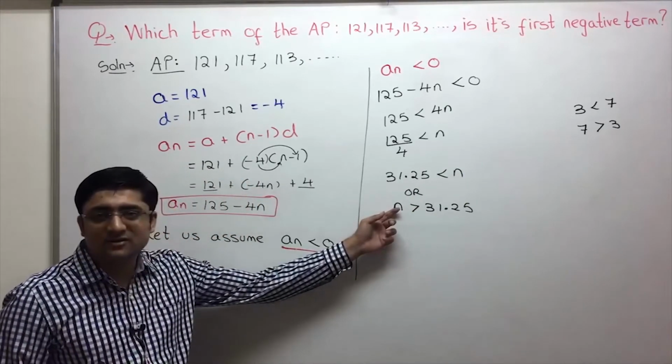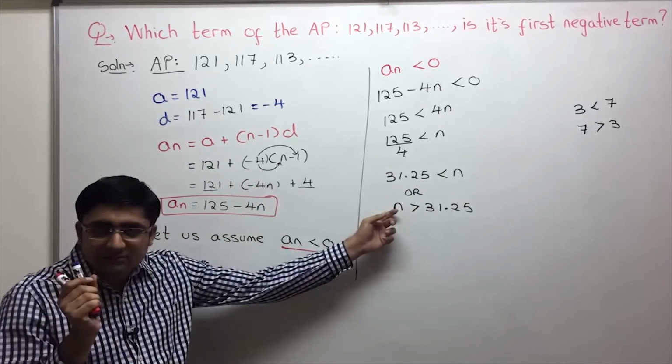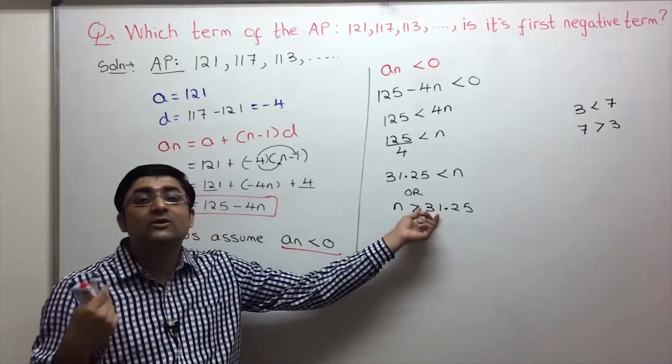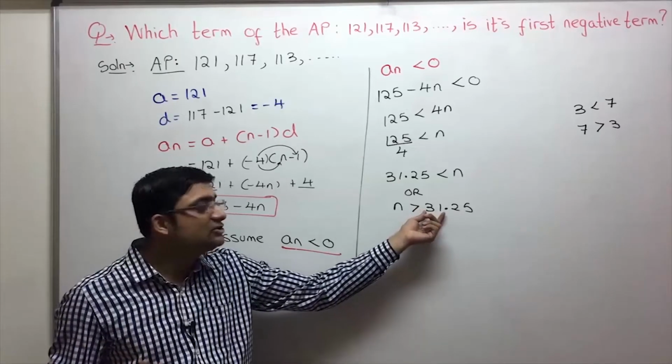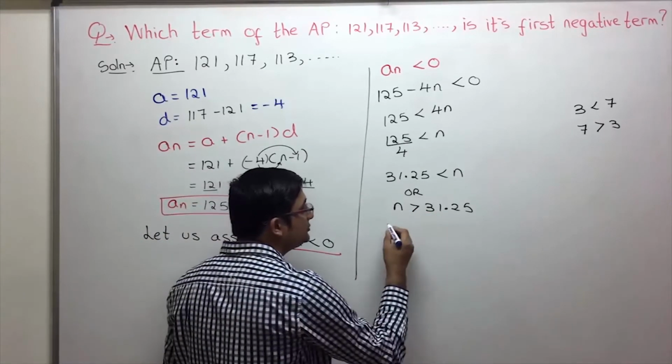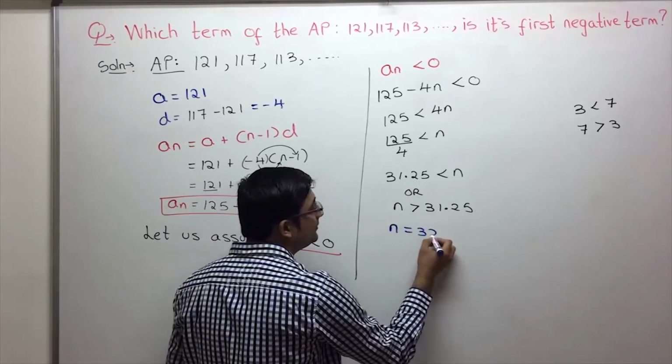Now what does n represent over here? The number of the term. Can the number of a term be a decimal? No, right? The term can be decimal, but which term? 10th term, 12th term, right? So this has to be a whole number. The whole number just bigger than this is 32. So n is equal to 32.